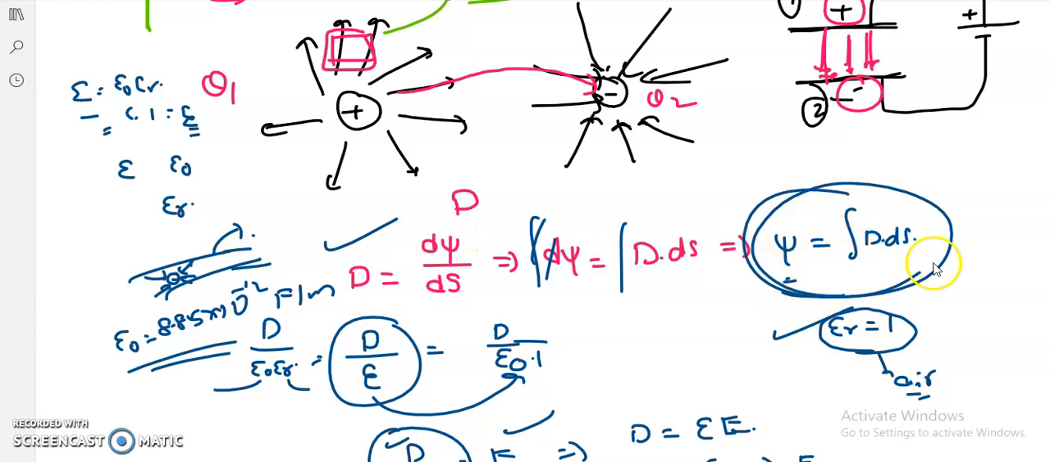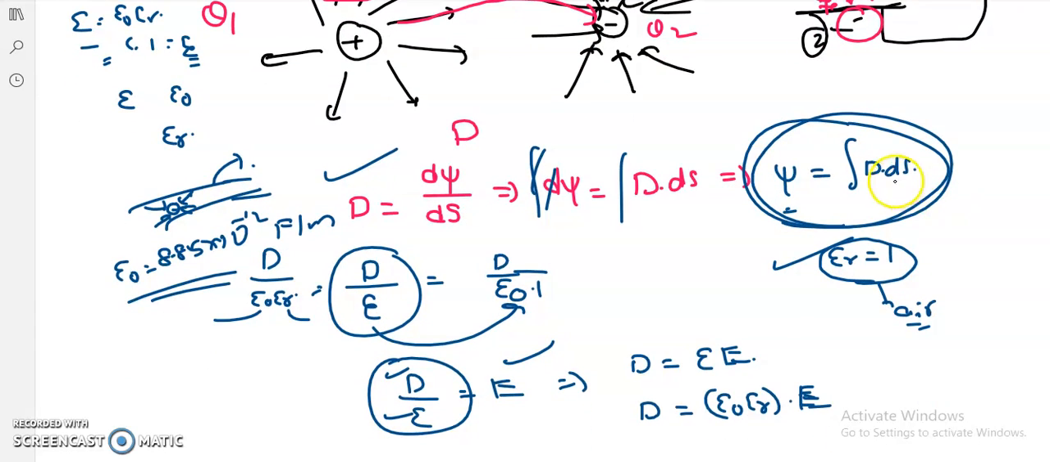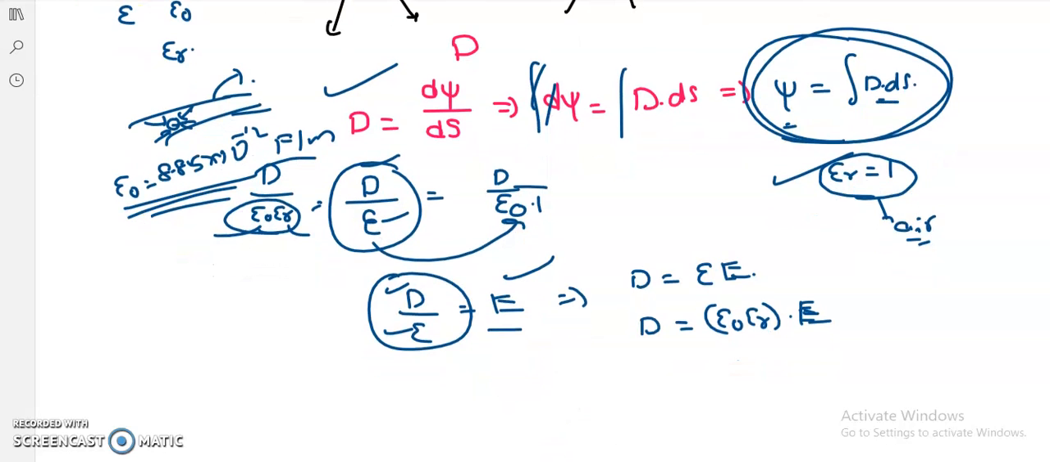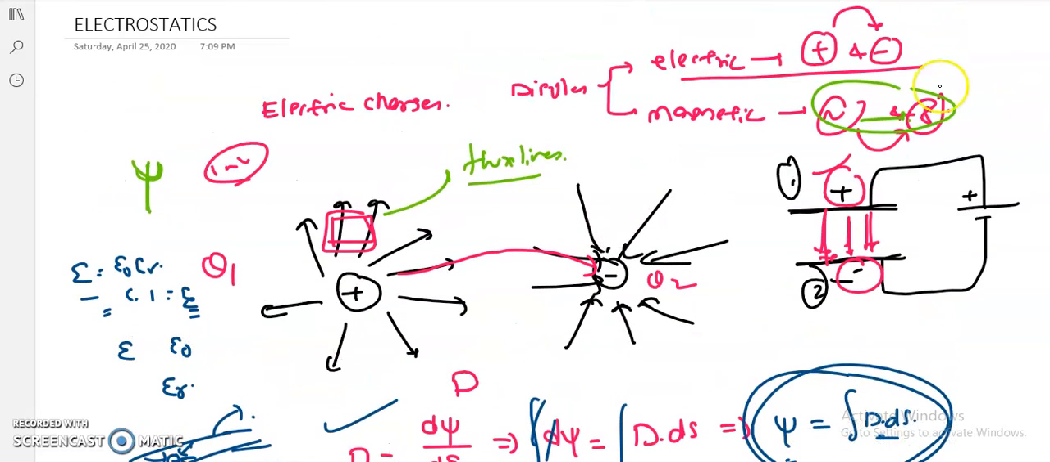Okay, so like this, you have to remember the formula for the electric flux density with respect to the flux: the electric flux is equal to the surface integral of the electric flux density. And permittivity is equal to the multiplication of epsilon naught and epsilon r, where the relative permittivity of air is equal to 1, and the permittivity of free space is a constant, that is 8.85 into 10 power minus 12 Farad per meter. The ratio between the electric flux density and the permittivity is called electric field intensity, or simply electric field or electric field strength. Anything is fine.